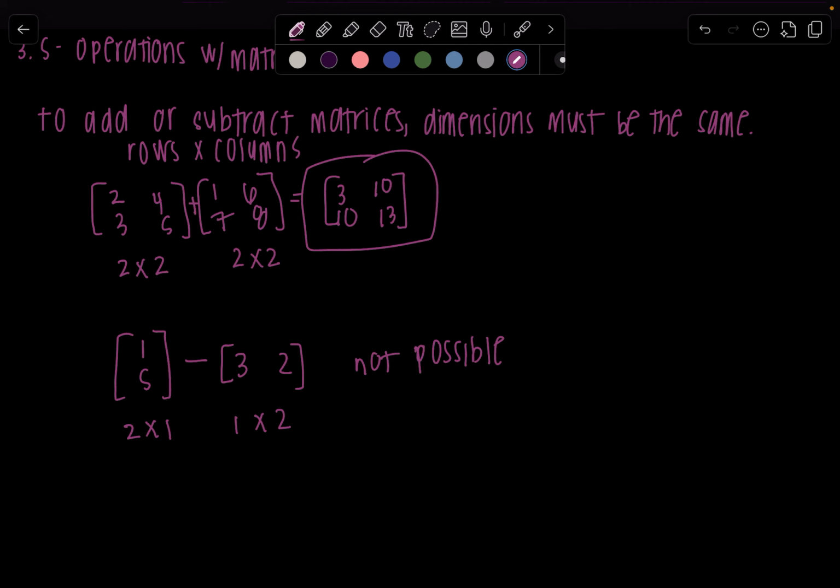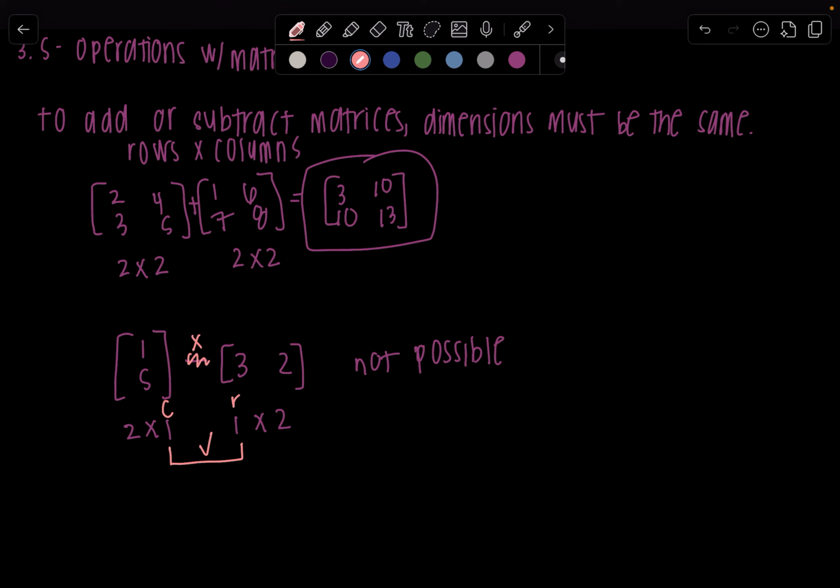If it says write not possible, if you can't do it, then make sure you are writing not possible. Now, I do want to briefly mention, we're not going to do this in 3.5, it will be in 3.6, that you can multiply this one right here. So if this symbol was not here and you were multiplying, you can actually do this. The rule for multiplying, and again, we're going to cover this in 3.6, so if it's confusing right now, we're going to clarify it in the next video, is the number of columns on the left must equal the number of rows on the right. So again, columns, rows.